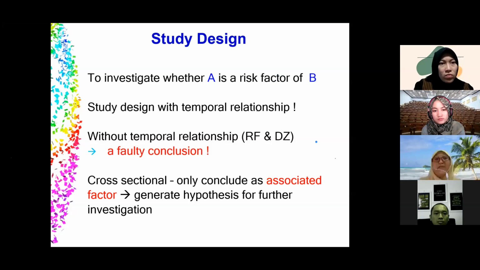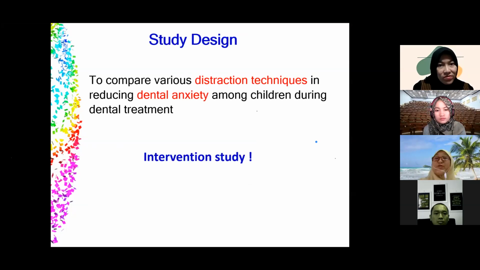Okay, let's say the objective of the paper to compare various distraction techniques in reducing dental anxiety among children during dental treatment. So the outcome here is to reduce dental anxiety. So ini ada group of children sangat anxious ya untuk dapat dental treatment or any medical treatment. So you actually would like to test different techniques to reduce the anxiety. So when you are trying to test the effect of something, when you're introducing something to change the outcome, in our case here, to change dental anxiety, you cannot use cross-sectional study, you cannot use case control or cohort study.